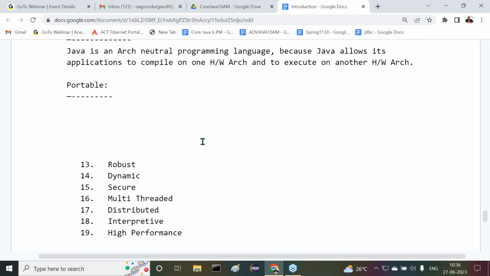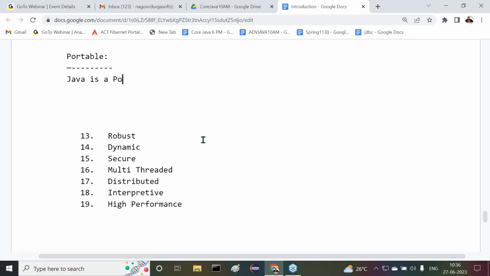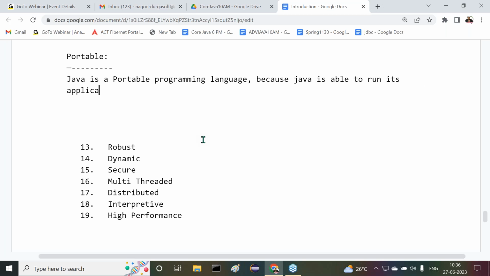Now come to this content here. Java is a portable programming language. Why? Because Java is able to run its applications under all the operating systems and under all the hardware systems. Almost all. Whatever software systems, operating systems and hardware systems are available at present, in almost all cases Java is able to run its applications.